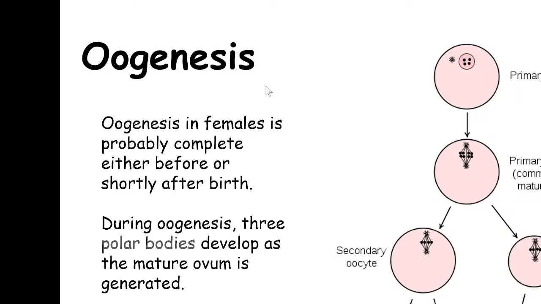Whereas in oogenesis, which occurs in females' ovaries, there is a primary oocyte, which is diploid. It undergoes meiosis 1 and meiosis 2 and finally produces four cells, but only one mature ovum is active, and the remaining three become polar bodies. So in oogenesis, only one cell is active.